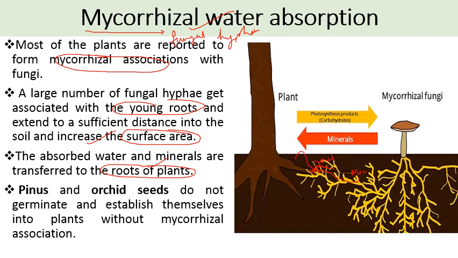As we know, Pinus and orchid seeds are unable to germinate if they do not get the fungal partner. So for germination they have to establish themselves with the fungal partner, meaning they have to show this mycorrhizal association, otherwise these orchid seeds and Pinus seeds are unable to germinate.